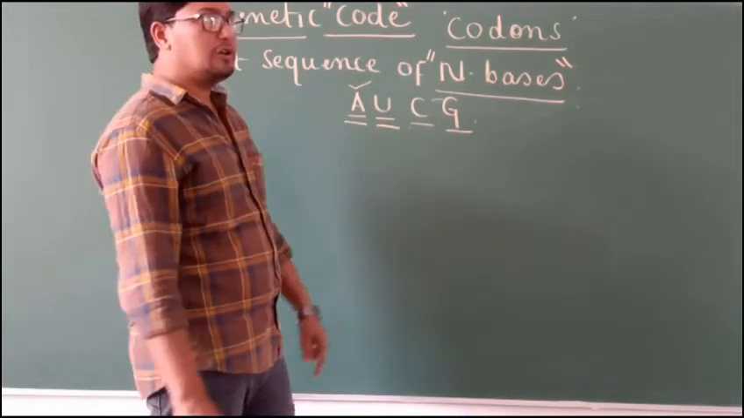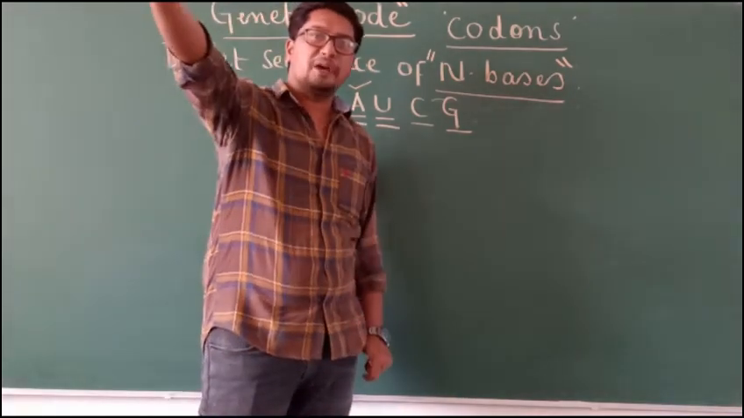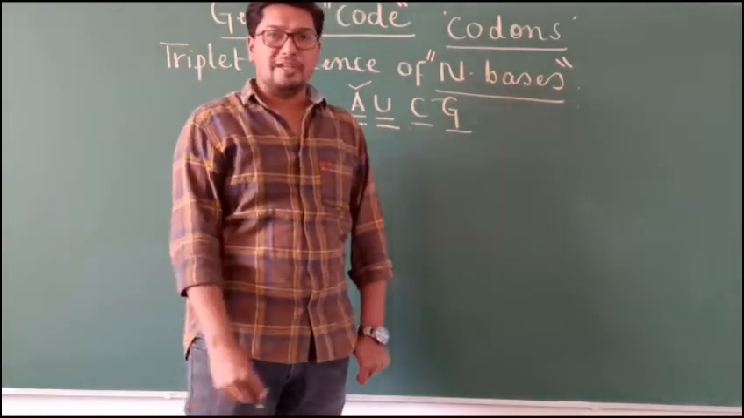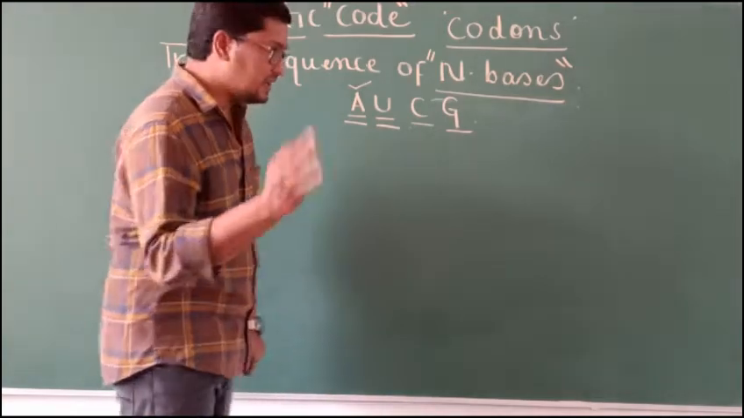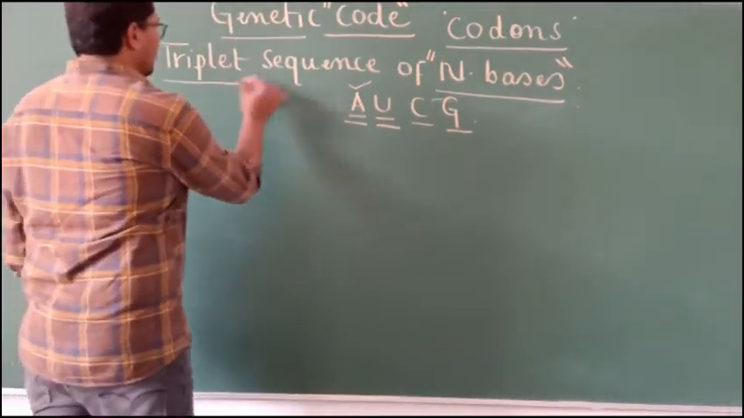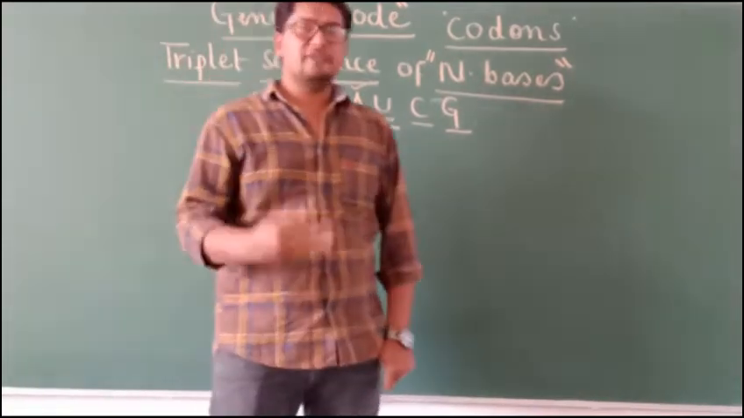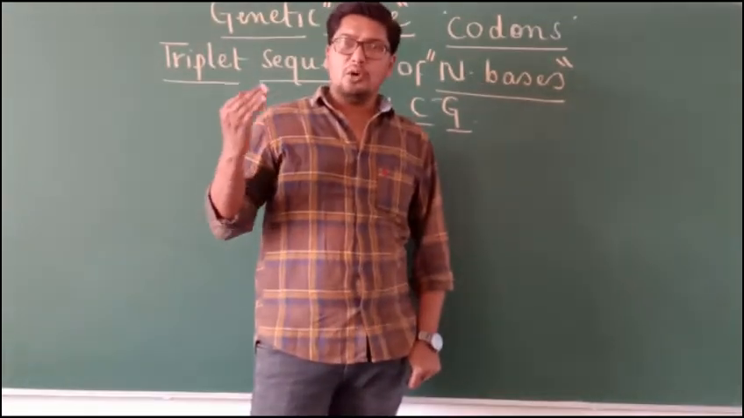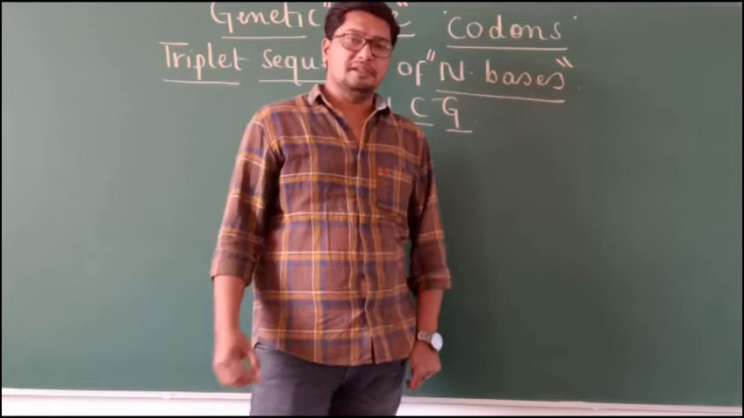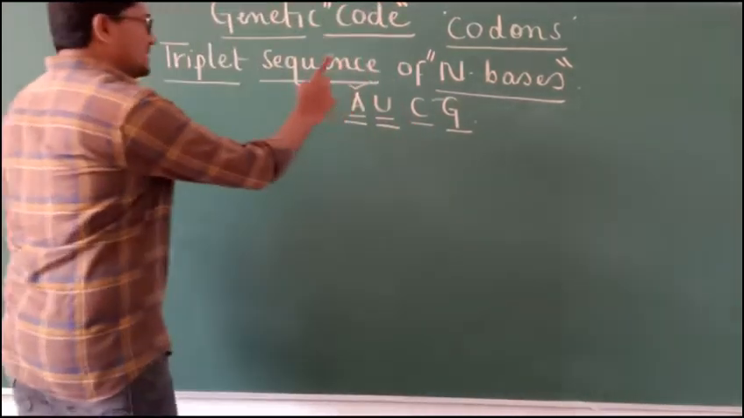What is the function of a codon? It codes for an amino acid at the time of polypeptide chain synthesis. And here the first question, triplet sequence of nitrogen bases, is itself a big question: why must the code be a triplet?